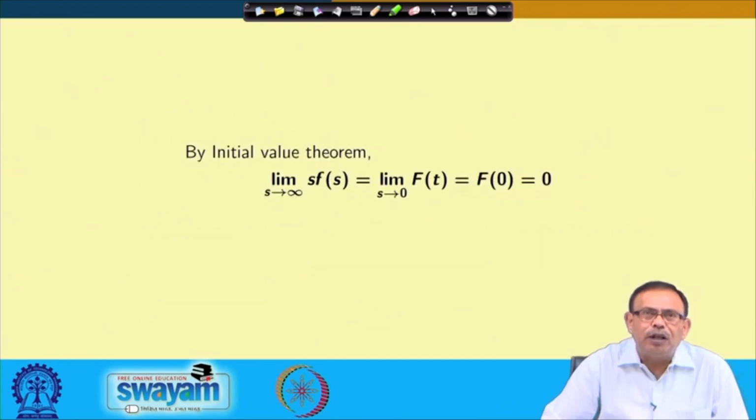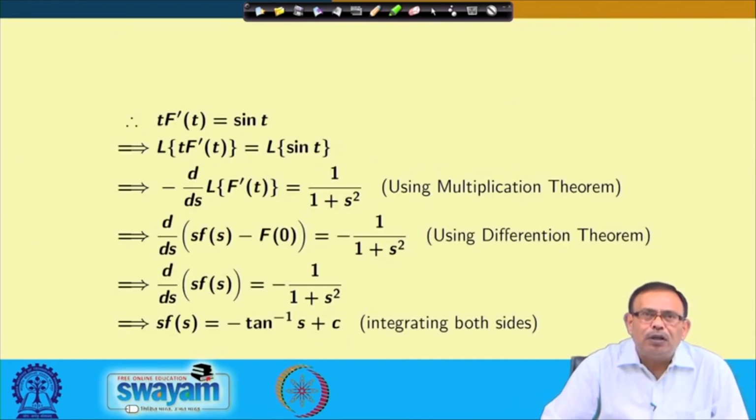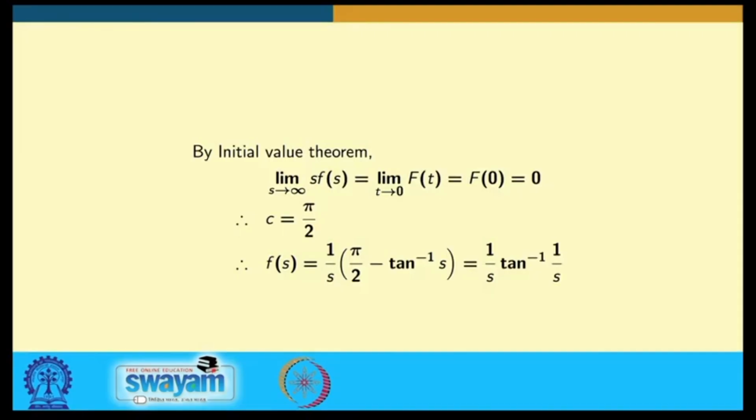Once I am obtaining s F(s), now I am using the initial value theorem as s approaches infinity, since I got s F(s) equals tan inverse s plus c. Sorry, I told it wrongly: your c will in that case be pi by 2, because as s approaches infinity, the value of tan inverse s will be pi by 2.